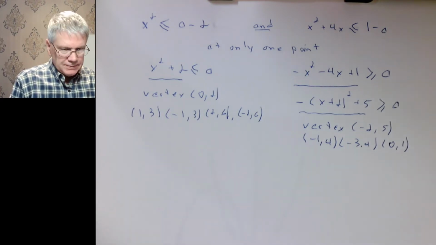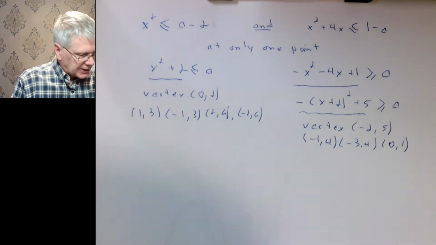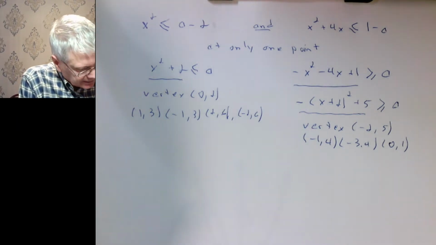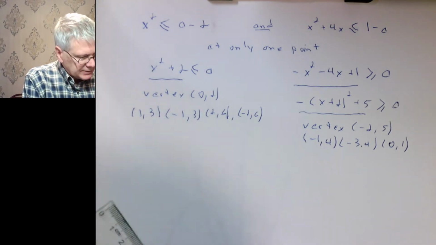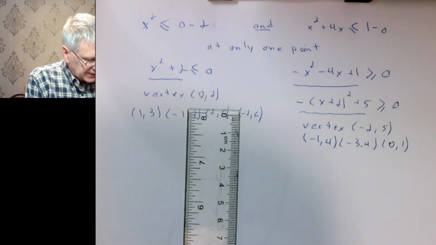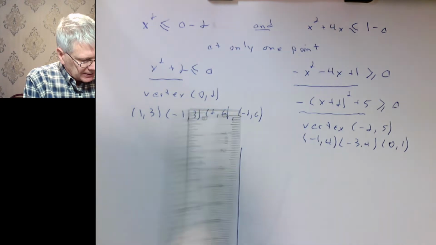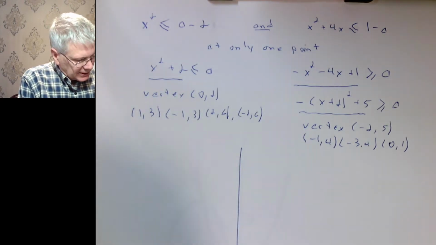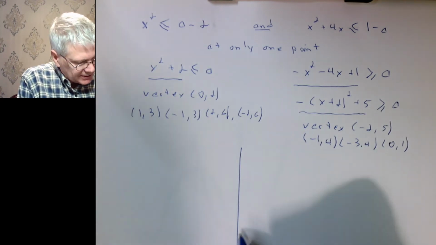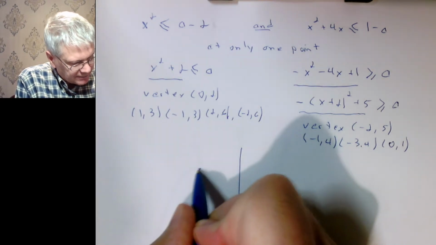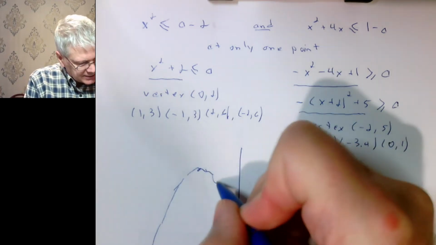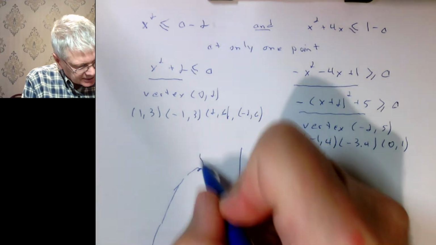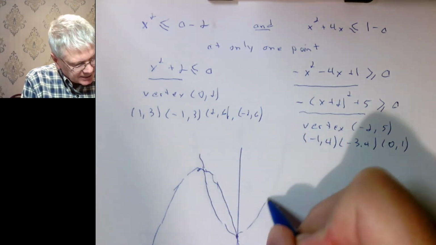So let's sketch this graph, and let's see. Let's make an x-axis and a y-axis. And actually, this is going to be at 2. This is going to be at 5, and it's going to look like this. And this one is going to come like this.